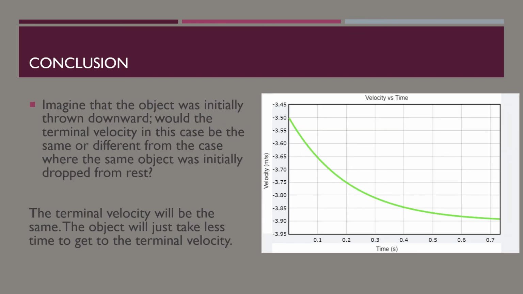If you threw the object straight down at the beginning instead of it starting from rest, the terminal velocity will be the same. The object will just take less time to get to that terminal velocity, which we can see from this graph and if we compare it to the one on the previous slide.